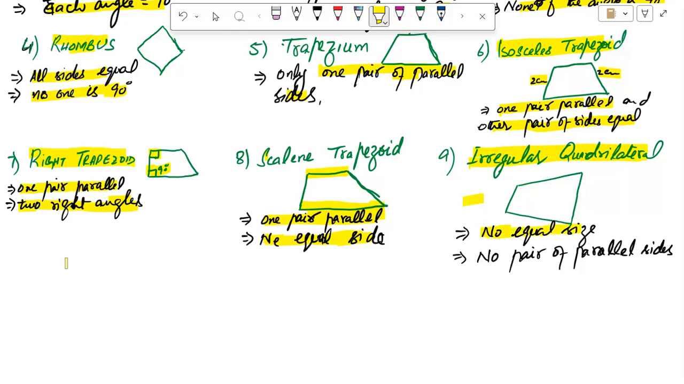What does it mean? It means there is no equal size. All the sides of this quadrilateral diagram are different in size, and no pair is parallel. If one pair is parallel, then definitely it will become a trapezoid, right? But in this one, no pair is parallel and no sides are equal size. So these are the nine different four-sided shapes and some of their properties. Thank you very much.